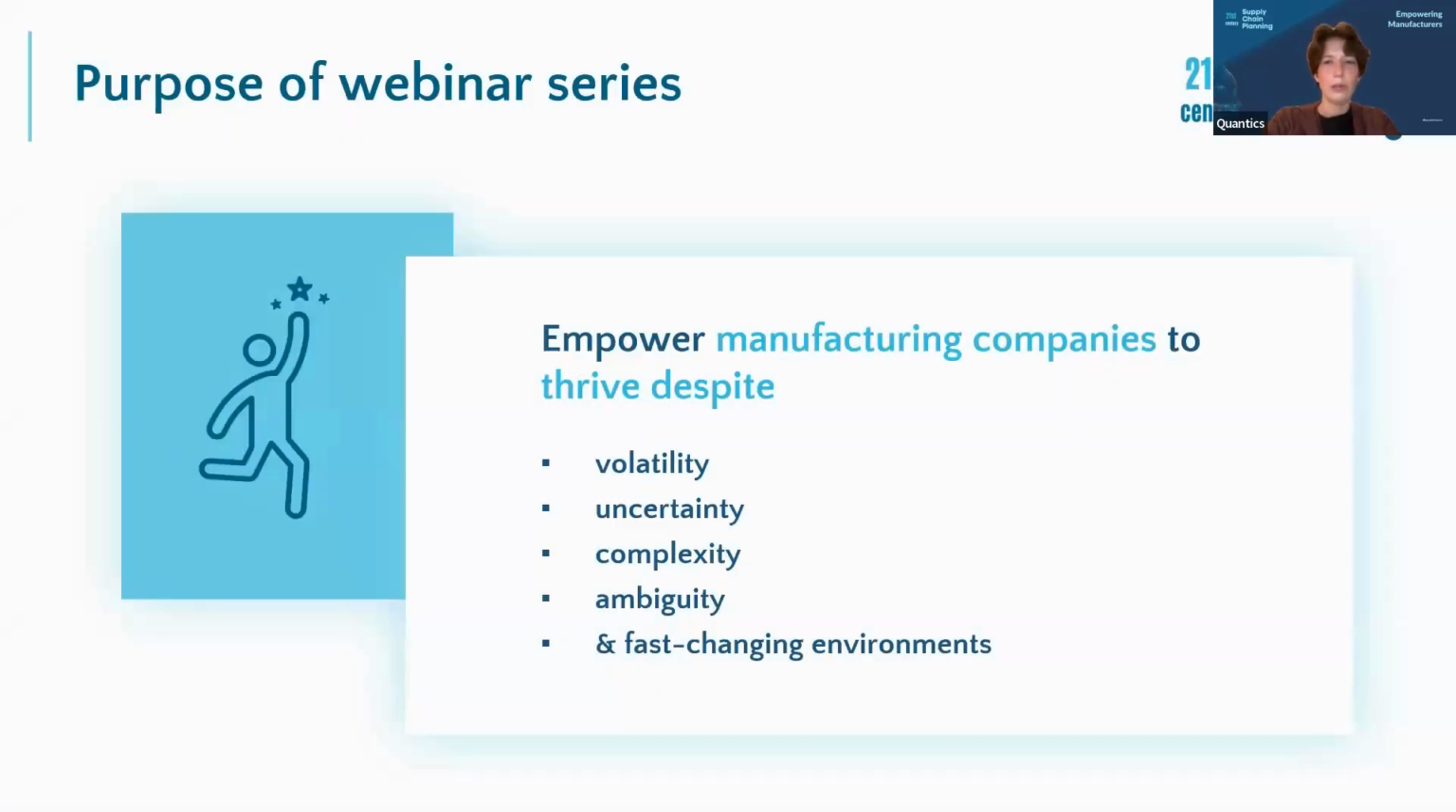So the purpose of this webinar series is to connect people and companies within manufacturing and supply chain planning. Our main purpose is to empower manufacturing companies to thrive despite, as we've listed here, volatility, uncertainty, complexity, ambiguity, and fast-changing environments. So we're really excited to get this series going, get expert speakers together, be able to share thoughts, be able to share questions and answers with each other, and hope to continue to build this community.